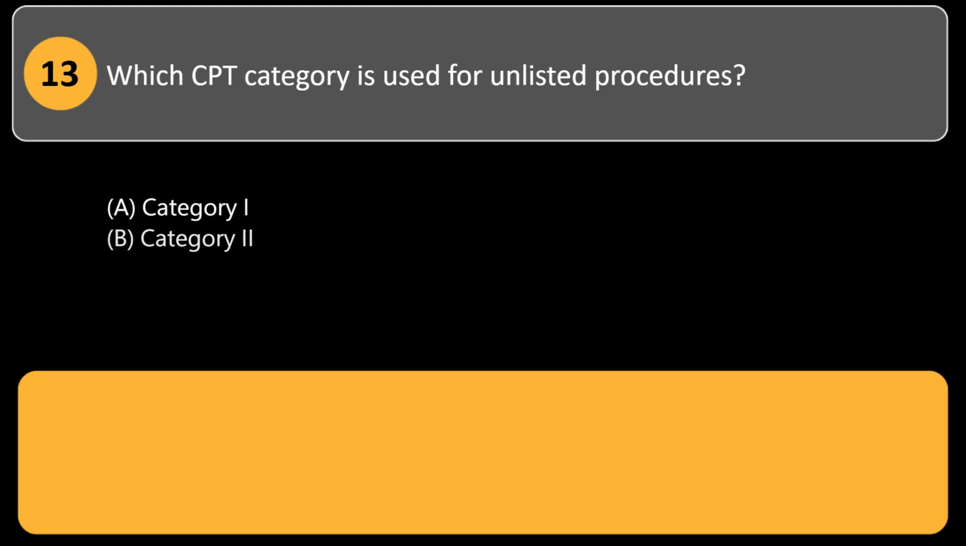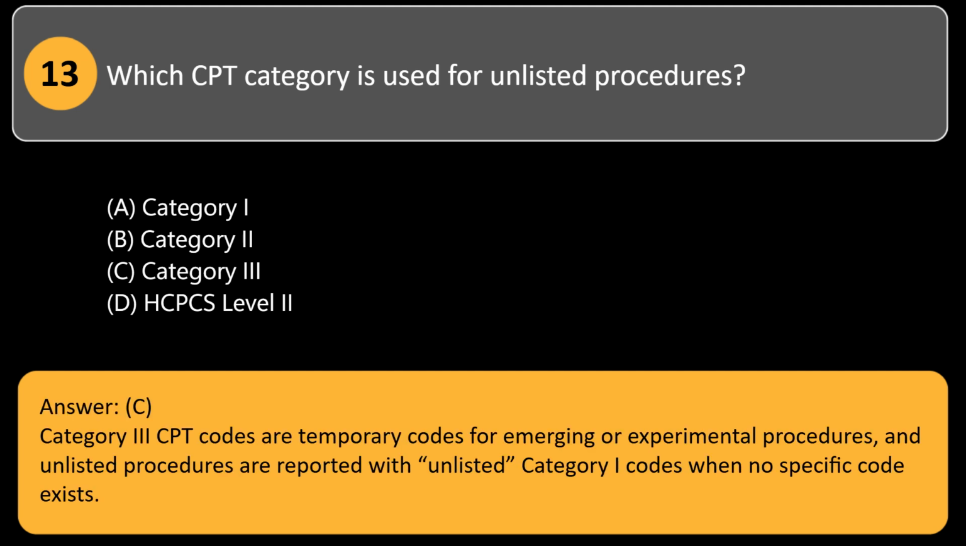Which CPT category is used for unlisted procedures? A. Category I. B. Category II. C. Category III. D. HCPCS Level II. Answer: C. Category III CPT codes are temporary codes for emerging or experimental procedures, and unlisted procedures are reported with unlisted Category I codes when no specific code exists.